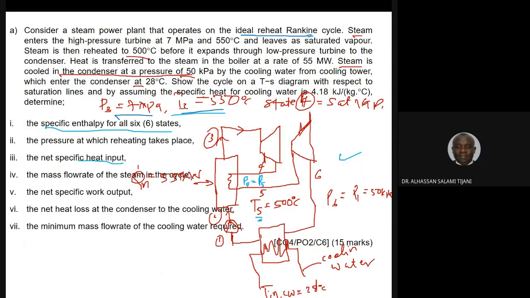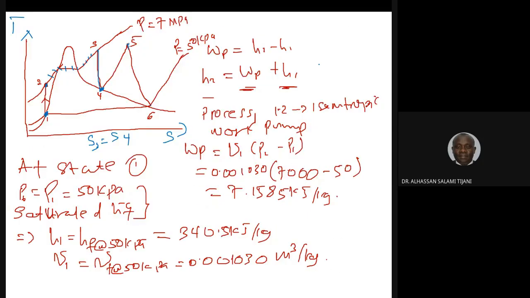Okay, so let's look in the diagram. See, the steam enters the high pressure turbine at 7 megapascal and leaves as saturated vapor steam. So it leaves at saturated vapor, which means state 4 is a saturated vapor state. The steam enters at this particular condition and leaves at saturated vapor. Okay, so this is very clear.